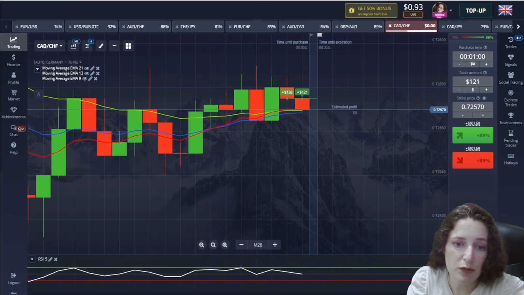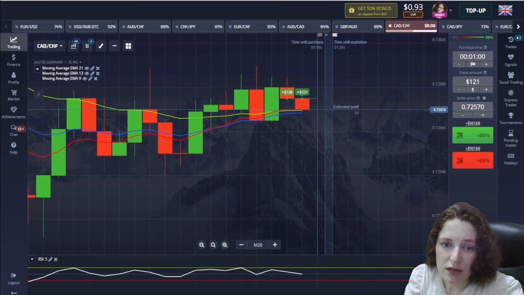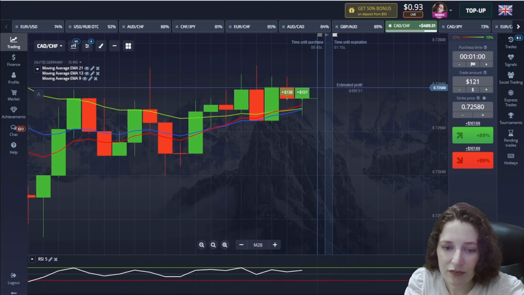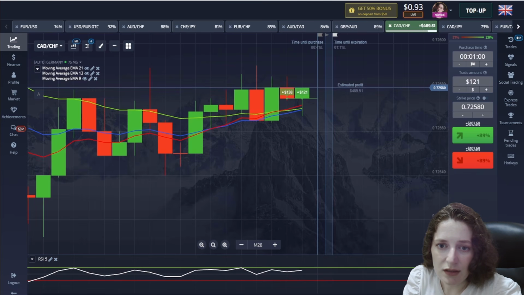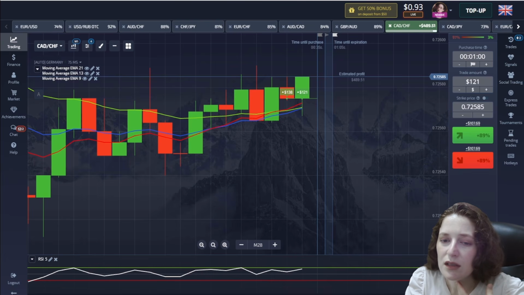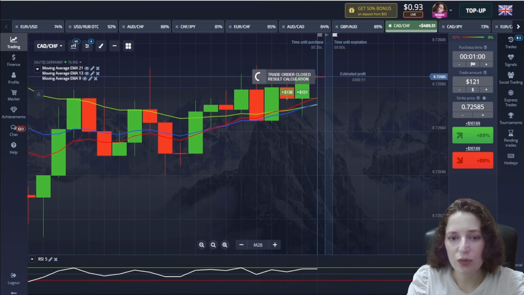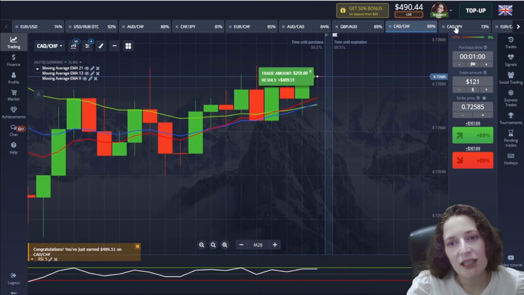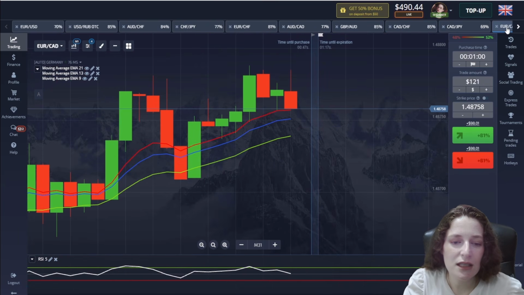upward trend, of course based on the signals of the indicators, and I hope the trend will go up. So let's wait a little bit and see what will happen. Great job! Very good. I won $490 quite convincingly.